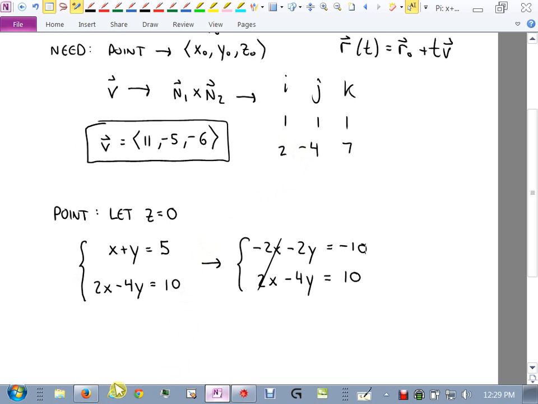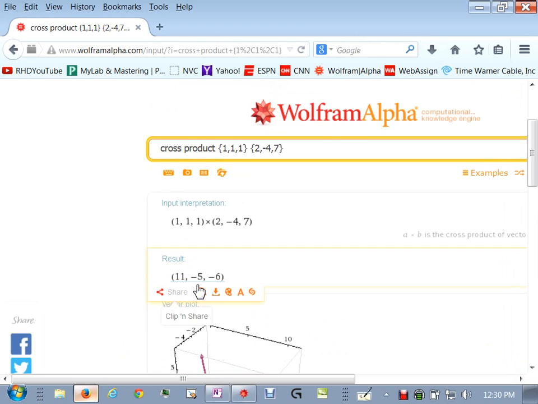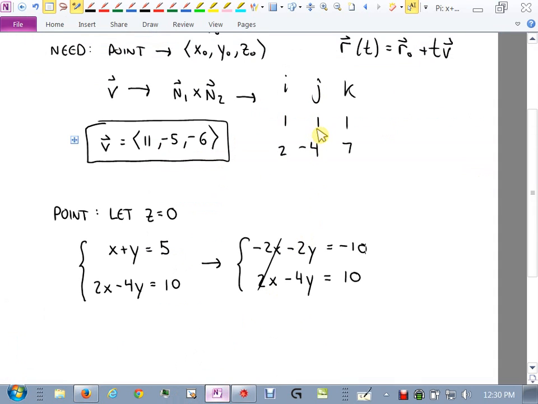Remember on the j for the cross product, you have to switch the sign all the time? Did you do that part? Let's see. When we do j, we do 1 times 7, which is 7, take away 2, which is 5, but then change the sign for j. So negative 5.